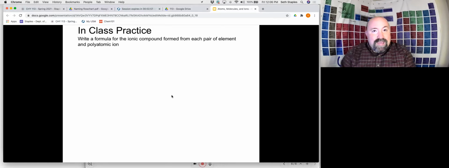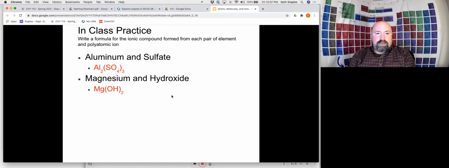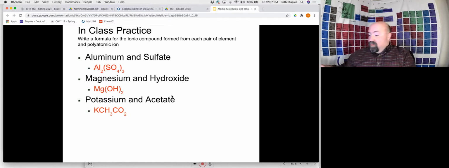And now a few more, but now we're going to have some polyatomic ions thrown in. So aluminum and sulfate, Al2(SO4)3. Magnesium and hydroxide, Mg(OH)2. Potassium and acetate, KCH3CO2. Just a note on acetate really quick.